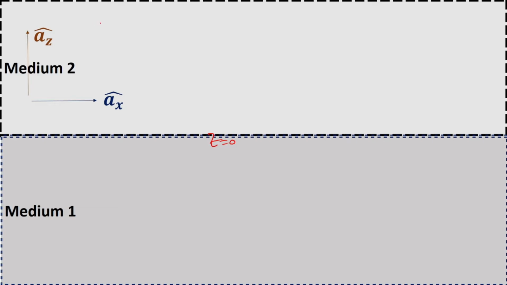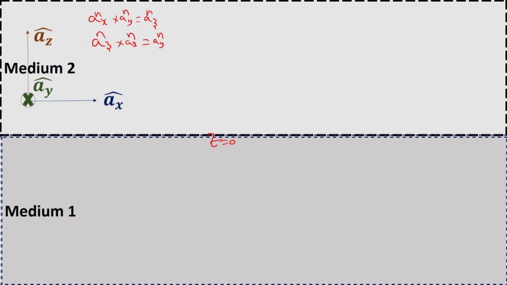Now the relationship between unit vectors of the Cartesian coordinate system: ax cap cross ay cap equals az cap. Similarly, az cap cross ax cap equals ay cap is also a valid relation. Now, if this is az cap and this is ax cap, then ay cap I can obtain using the right hand screw rule. I say that ay cap is this.